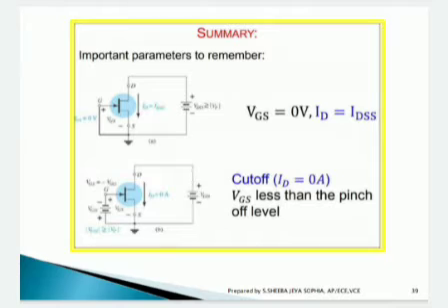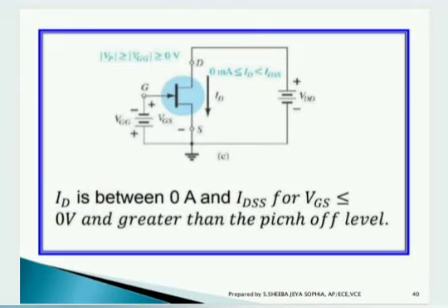So, summarizing the important concepts of this topic we have discussed. VGS is equal to 0 volt means ID is equal to IDSS, and VGS less than the pinch off level means ID is equal to 0 milliamps. So this is the major concept which you have to keep in mind. And ID is between 0 amps and IDSS for VGS less than or equal to 0 volt and greater than the pinch off level.